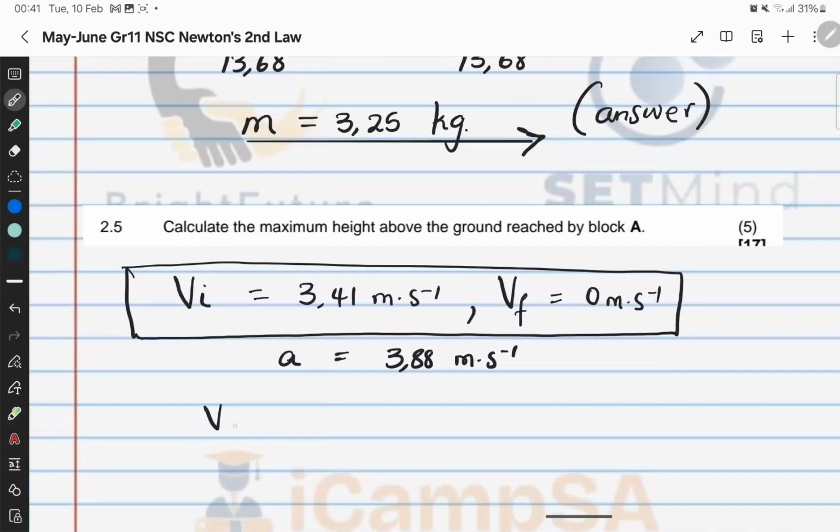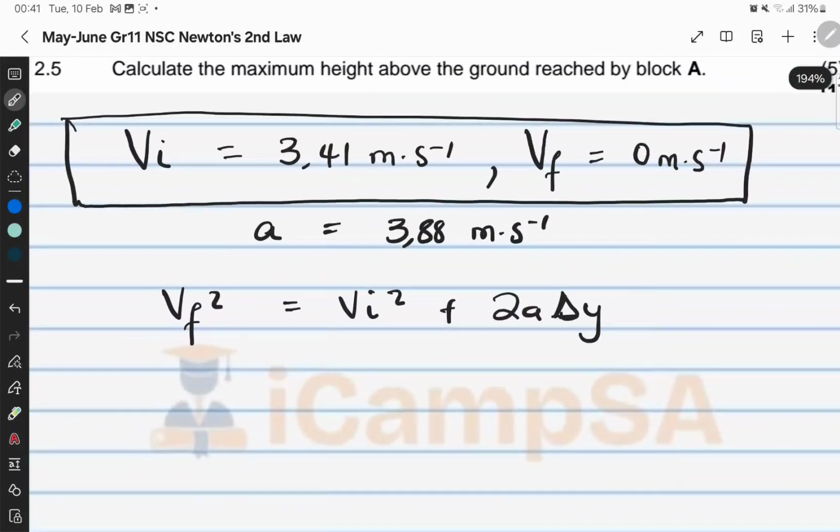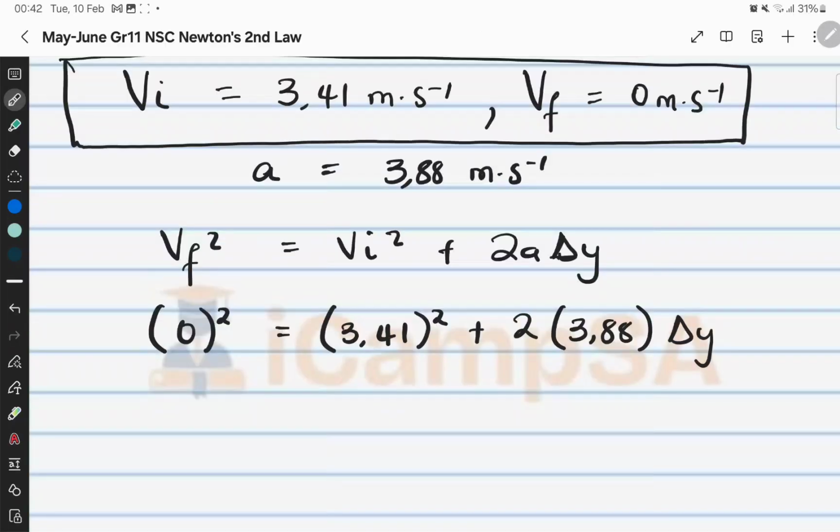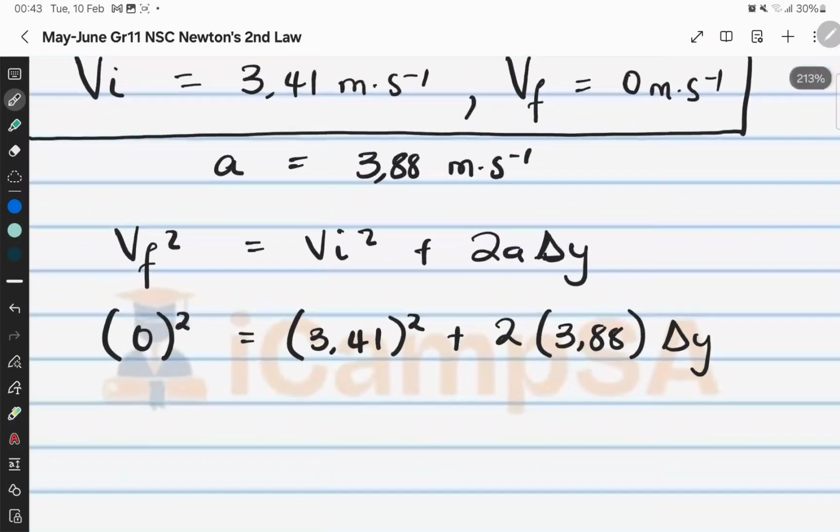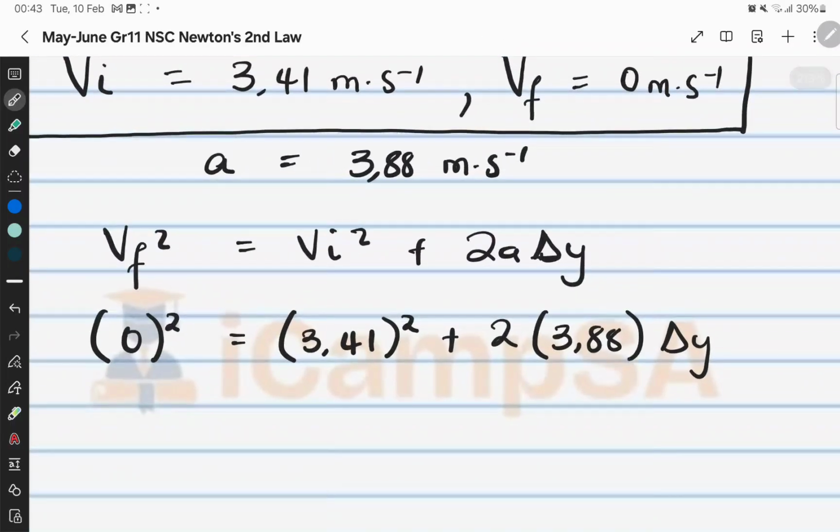So we can say VF squared is VI squared plus 2 times our displacement in the y direction. Now we can sub in our values. Once you sub in your values, from here it's just maths. You can solve for your delta y by dividing both sides by 2 times 3.88. Okay, I made a mistake here, sorry guys.